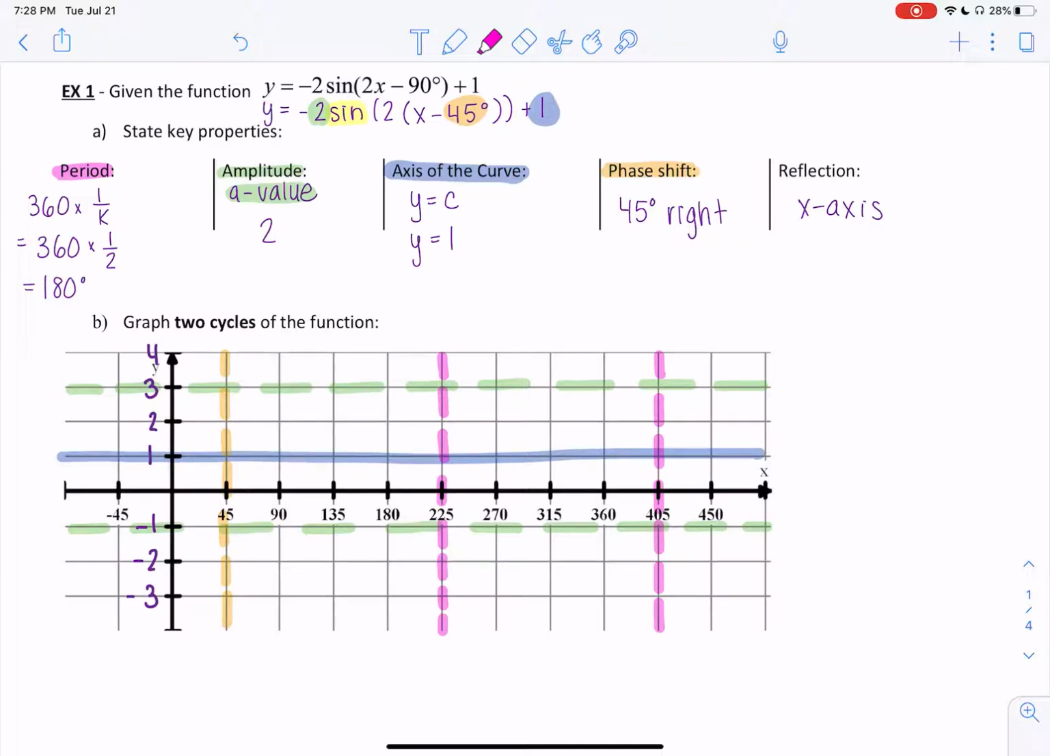There we go. Now, the other thing that we need to note is that we do have a reflection in the x-axis. So our graph is going to be upside down. So now let's get to graphing. We're graphing a sine curve, so we know that it starts on the axis. Because we have a reflection in the x-axis, we're going to go down first and then up. So we go down first to the bottom of our amplitude, back to the middle, to the top of our amplitude, and back down.